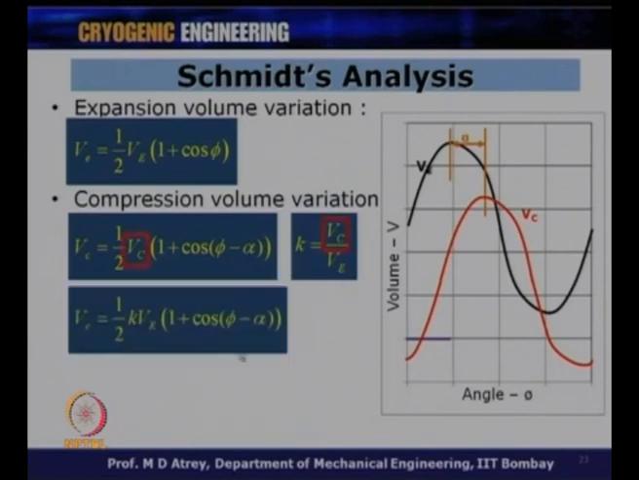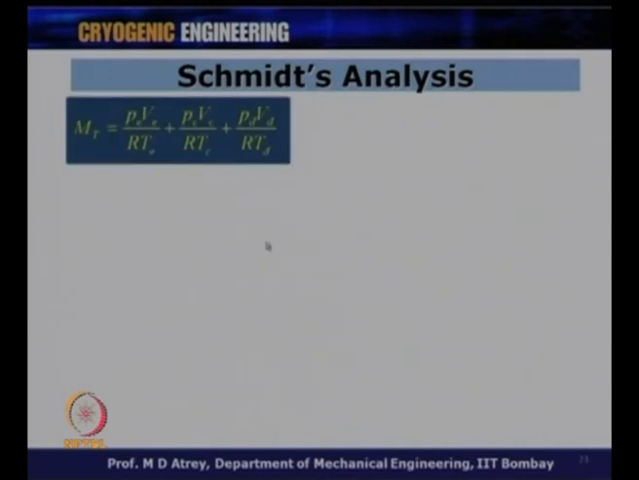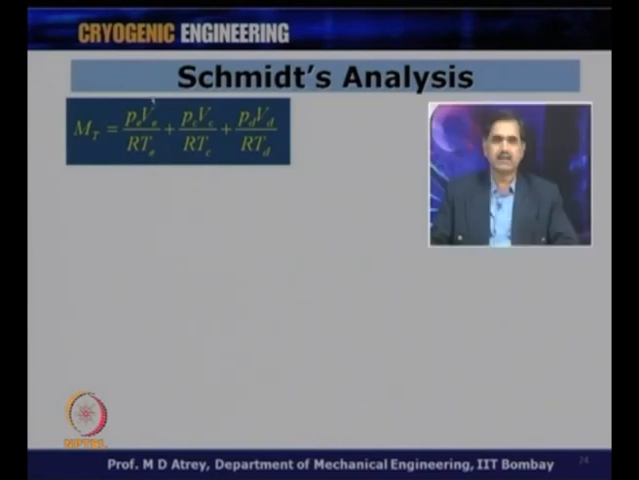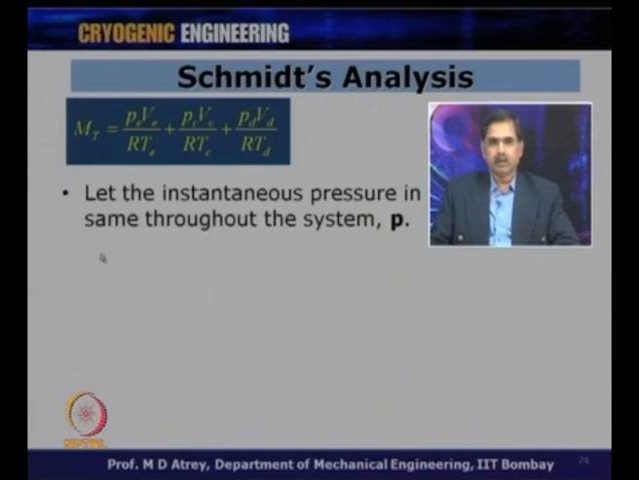In that case, this formulation will turn out to be this. Now, if I were to do the mass balance for the entire cryocooler, we have a mass Mt equal to Pv upon Rt, which is the mass fraction in the expansion space, plus the mass fraction in the compression space, plus the mass fraction in the dead volume, Pd Vd upon Rtd. This is my total mass in the system at any point of time.